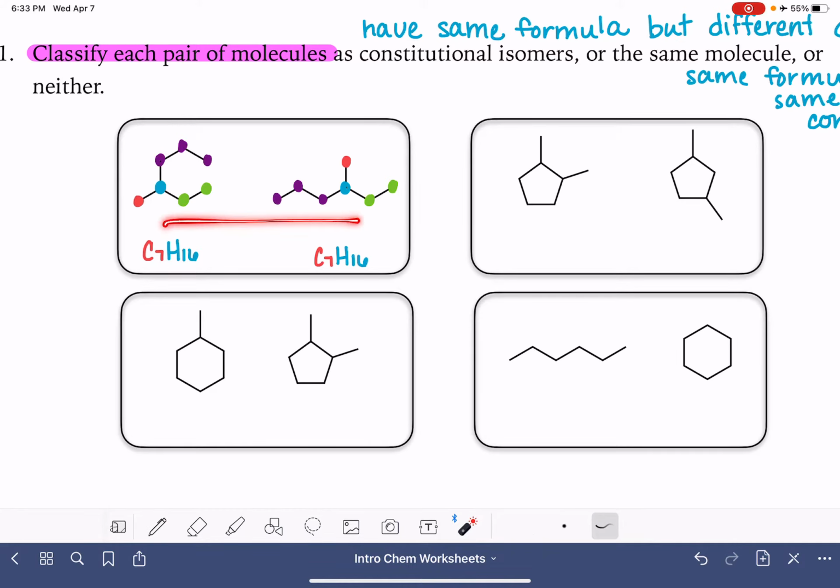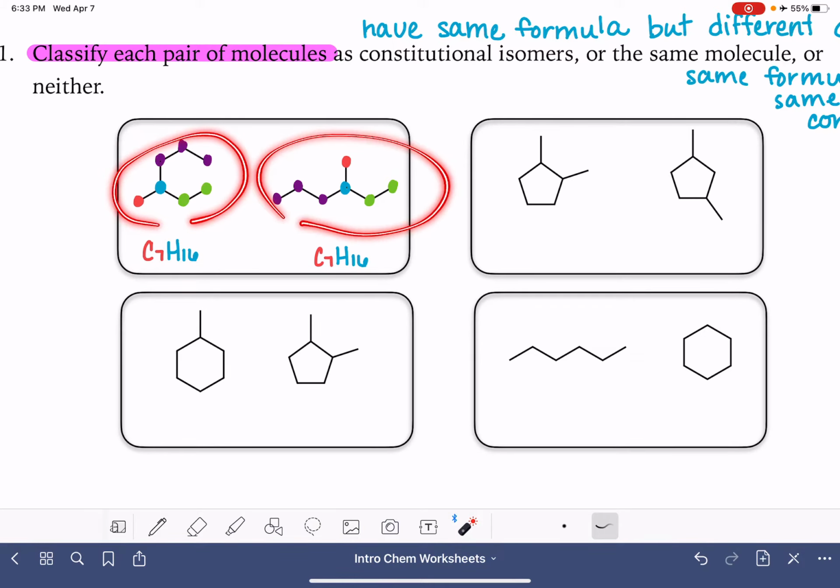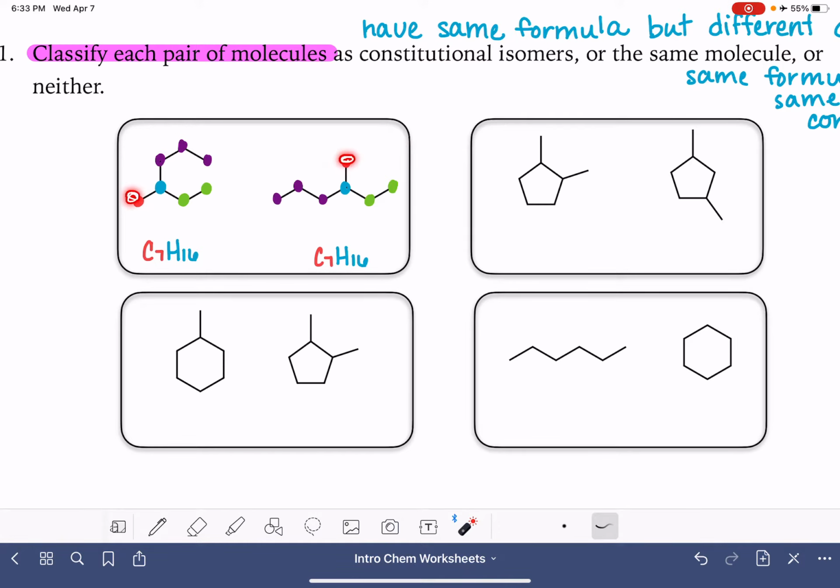So these two molecules here, not only do they have the same molecular formula, they also have the exact same connection of atoms. They have a pink atom that's connected to a blue, and that blue atom is connected to 2 greens and also connected to 3 purples. It doesn't matter that they're being drawn in different ways. They are identical molecules. That is their relationship.